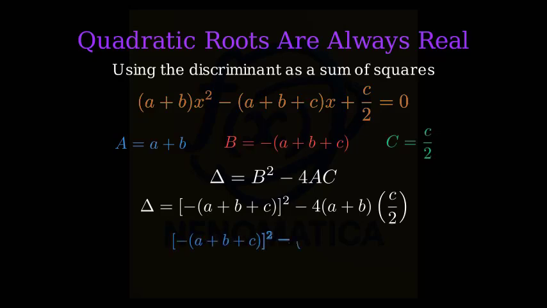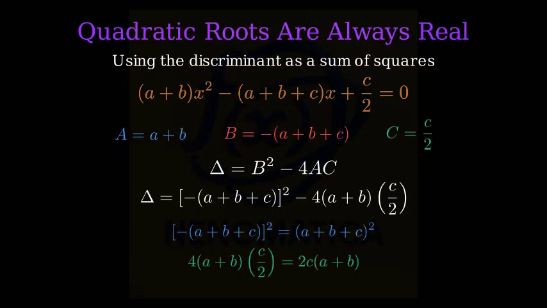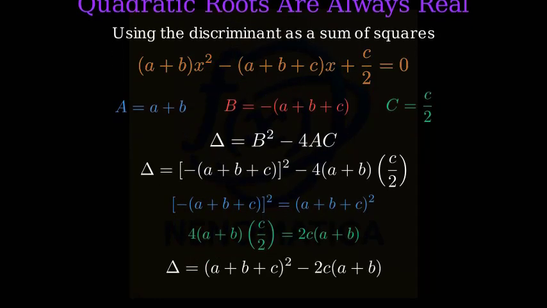The square of −(a + b + c) is (a + b + c)². Next, 4 times a times c becomes 2c times (a + b). Putting this together gives the simplified discriminant. Now, expand the trinomial square and distribute.